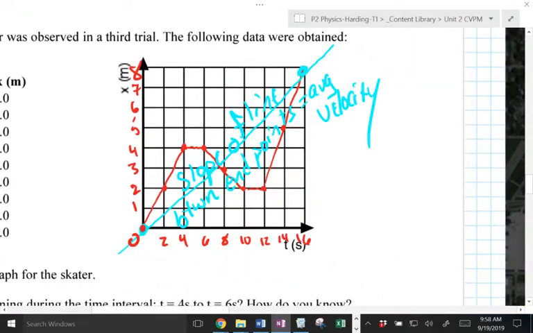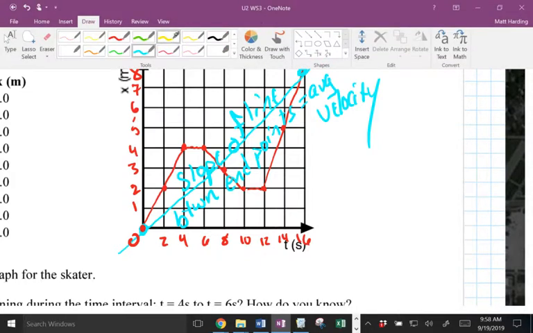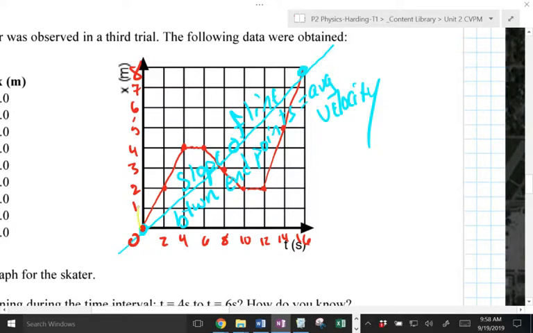So if you look at this first part of the graph, give me yellow, buddy. There we go. This first part of the graph, we go 4 meters. Then we go 0 meters. Then we go from 4 to 2, so that's 2 meters.